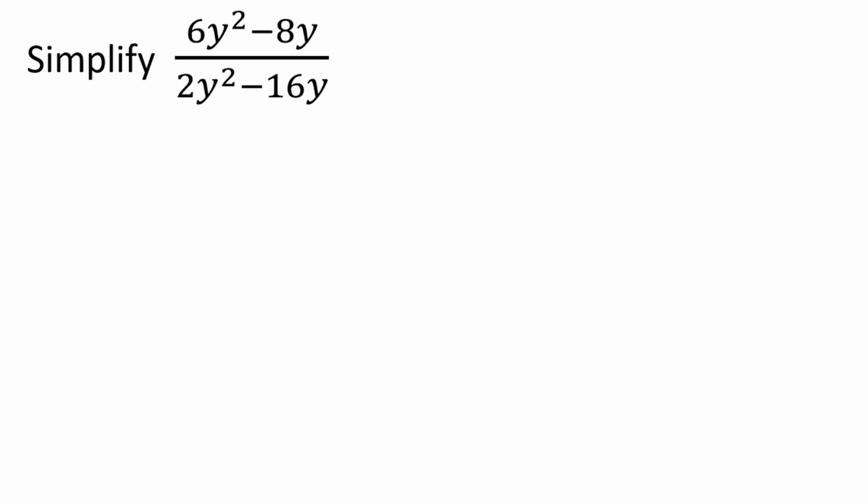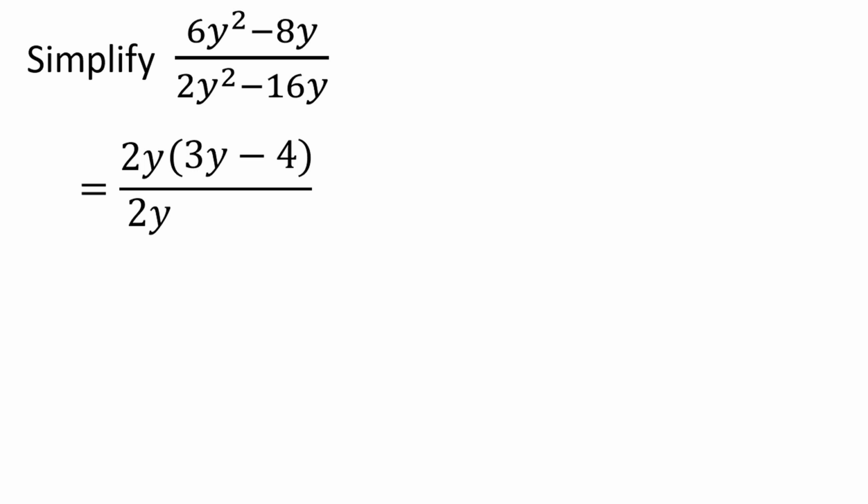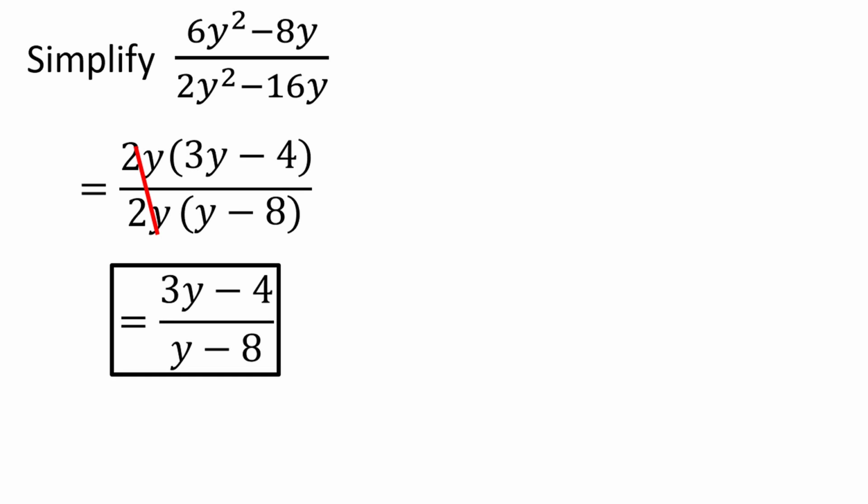Let's try a little bit more complicated one. We have (6y squared minus 8y) divided by (2y squared minus 16y). The key to simplifying rational expressions like this is almost always to factor and hope that something cancels out. On the numerator, we can pull out a 2y, which will leave us with 2y times (3y minus 4). On the denominator, we can also pull out a 2y, which will leave us with 2y times (y minus 8). The 2y's cancel, and we are left with (3y minus 4) divided by (y minus 8), which is our final simplified answer.